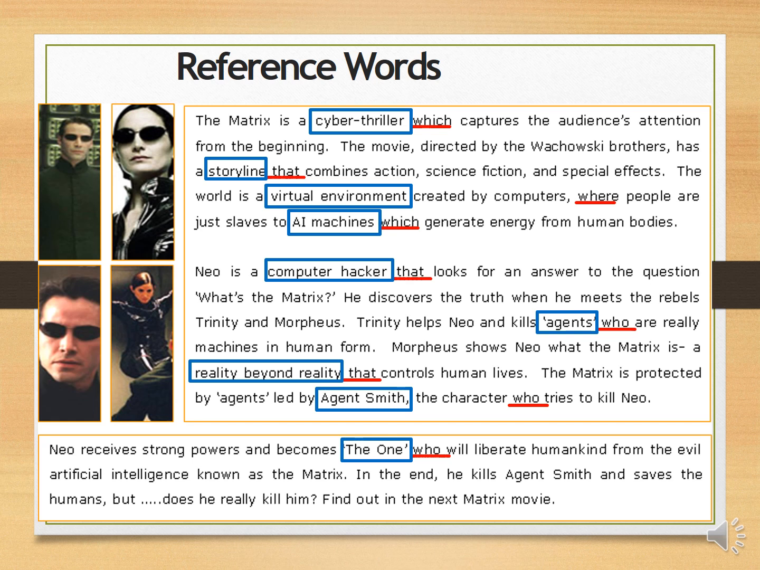A reality beyond reality. And then the Matrix is protected by agents led by Agent Smith, the character who tries to kill Neo. So who tries to kill Neo? Agent Smith. Okay. So Neo receives strong powers and becomes the one who will liberate humankind from the evil artificial intelligence. So who will liberate humankind from the evil artificial intelligence is the one.